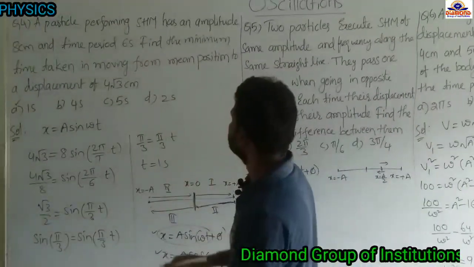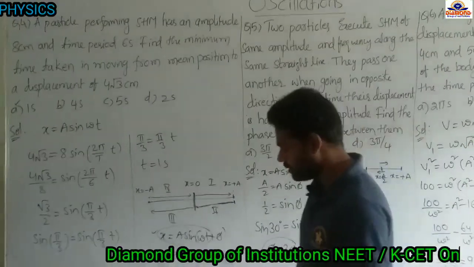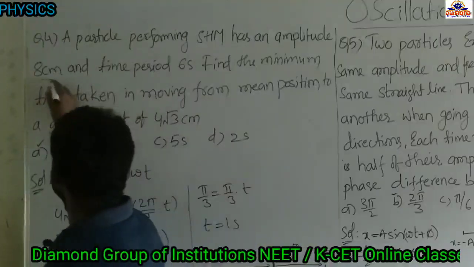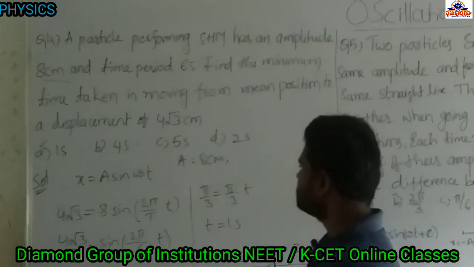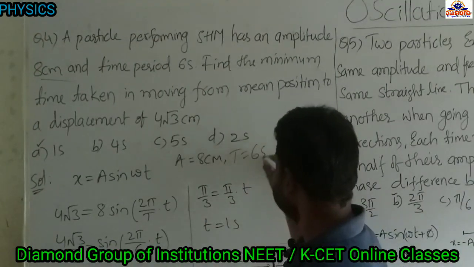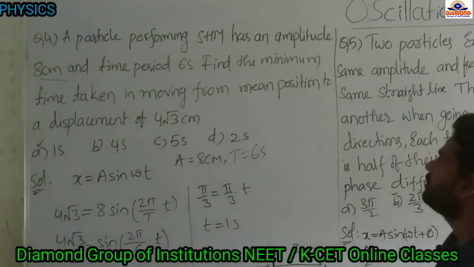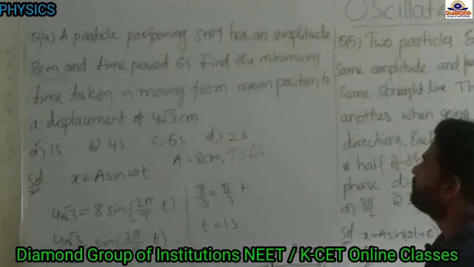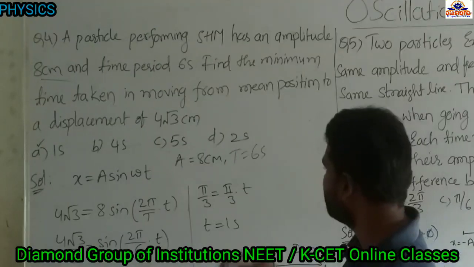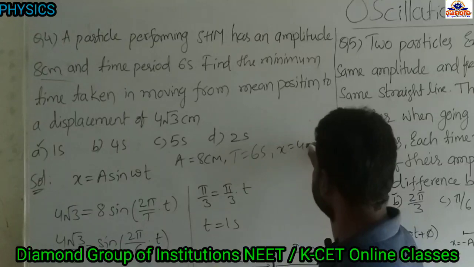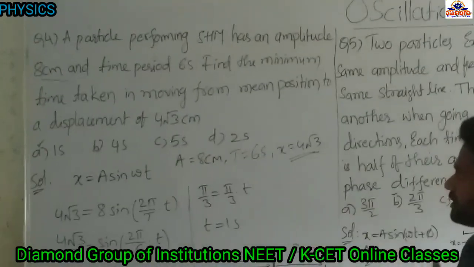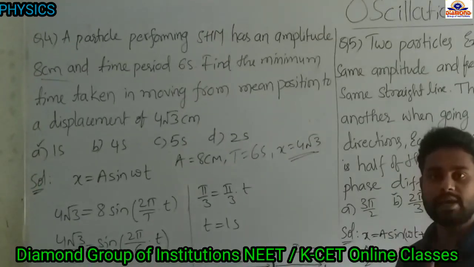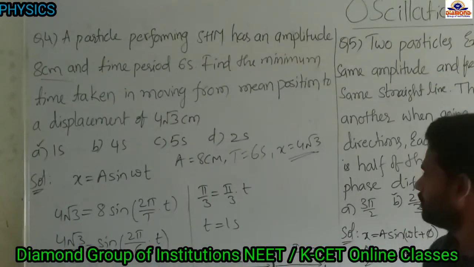A particle performing SHM has an amplitude of 8 centimeters. So the amplitude A equal to 8 centimeters, and the time period, T equal to 6 seconds, is also given. Find the minimum time taken in moving from the mean position to a displacement of x equal to 4 root 3 centimeters. If displaced 4 root 3 centimeters, how much time will it take? That time we have to find.